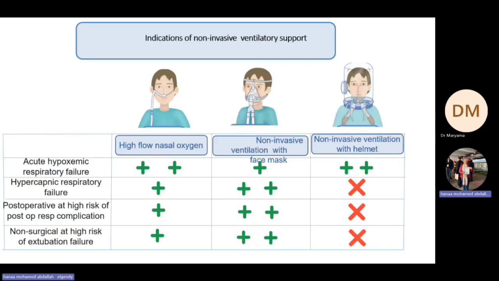The indication of non-invasive ventilatory support includes acute hypoxemic respiratory failure. We use mainly the high-flow nasal cannula or non-invasive ventilation using a helmet. While in hypercapnic patients, we recommend the use of non-invasive ventilation, also in post-operative patients at high risk of post-operative respiratory failure, and in non-surgical patients at high risk of extubation failure. We recommend non-invasive ventilation over high-flow nasal cannula.